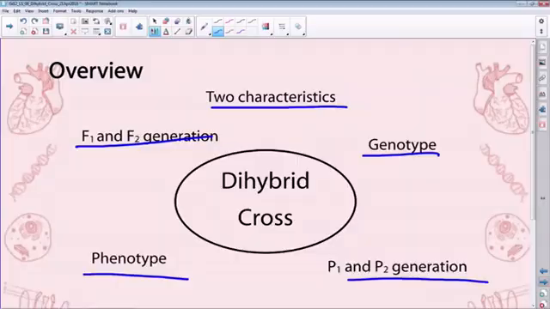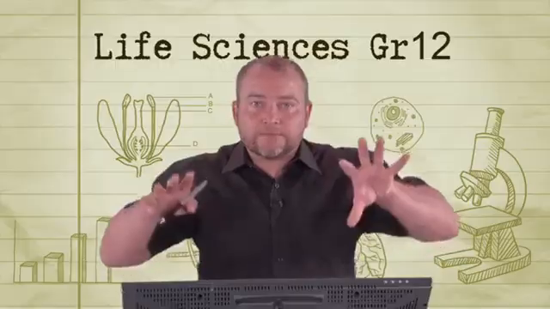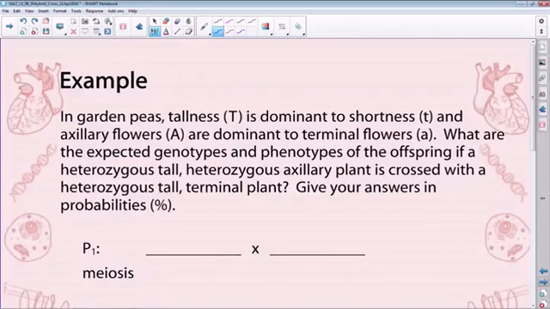Okay. And then, of course, we have the P1 and P2 generation. Your P1 meaning your parents 1 and your P2 meaning your parents 2. Your F1 meaning your offspring 1, your F2 meaning your offspring 2. Right, so these are all the things that you need to know about crosses, your mono and your di. Okay, but we're going to have a look at this complicated one called a dihybrid cross.